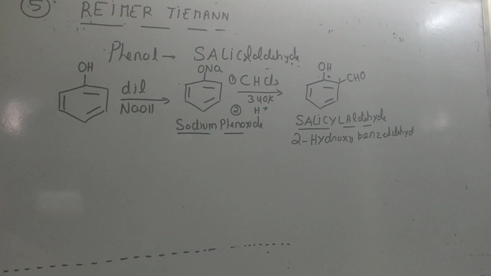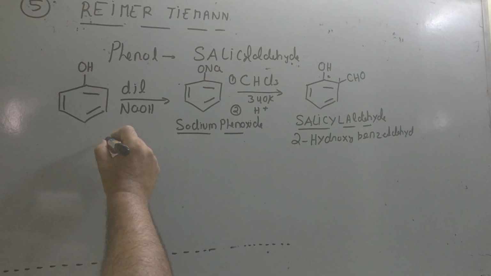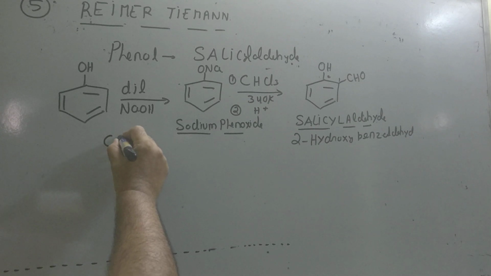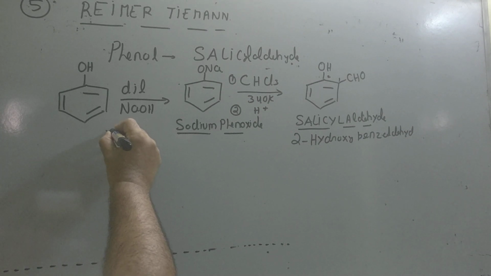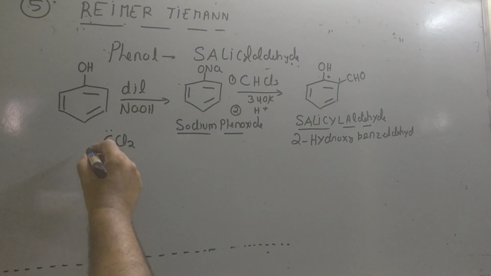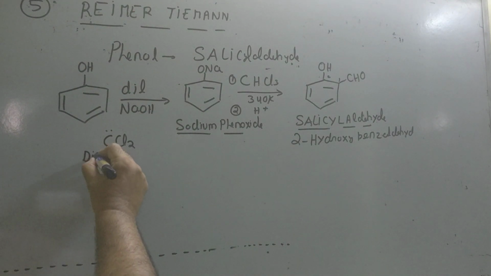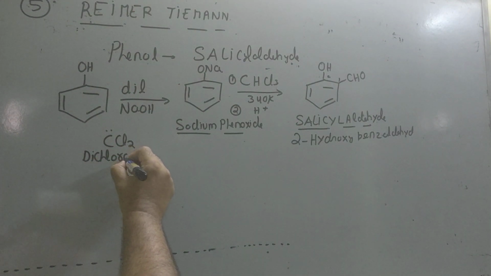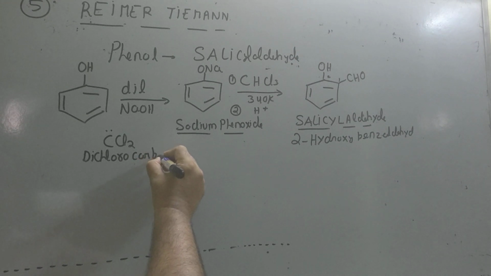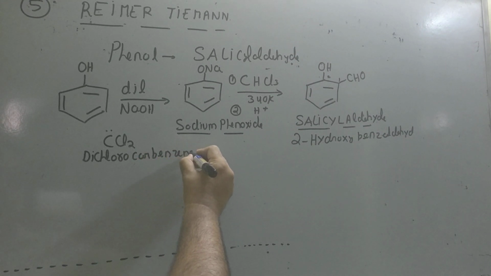And again it's an example of an electrophilic substitution reaction. It has a mechanism also, but in the course we will not be discussing its mechanism, but it is an electrophilic substitution reaction. If you want to know, I can tell you the electrophile which is involved in this reaction is as follows. This electrophile is called dichlorocarbene. That is the electrophile which is going to attack phenol in this case.